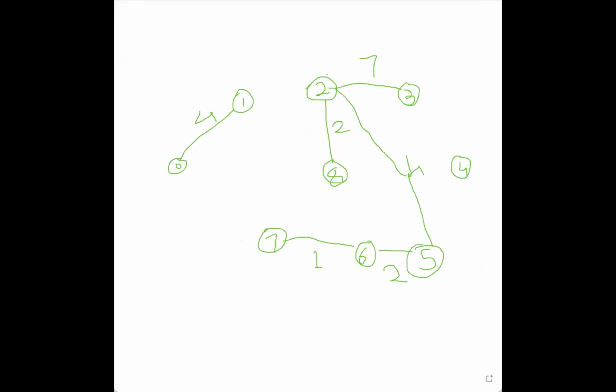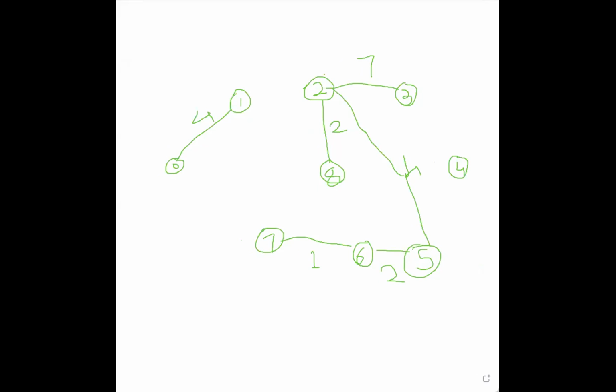0 to 7 we have to consider again. Okay. After 7, the next weight value is 8. And here 8 is from 0 to 7. From 0 to 7, value is 8 there. Okay. Cycle is not formed here.